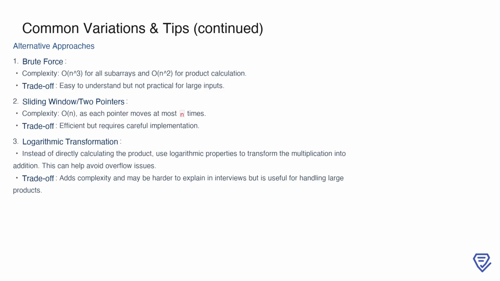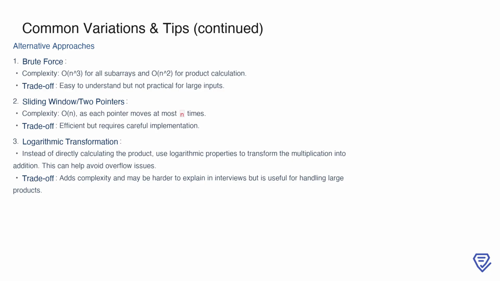The brute force method, with a complexity of O(n³), or O(n²), depending on the implementation, is straightforward to understand but impractical for large inputs due to its inefficiency. A more optimal approach is the sliding window or two-pointer technique, which has a time complexity of O(n). This method is highly efficient but requires careful attention to implementation details to avoid mistakes.